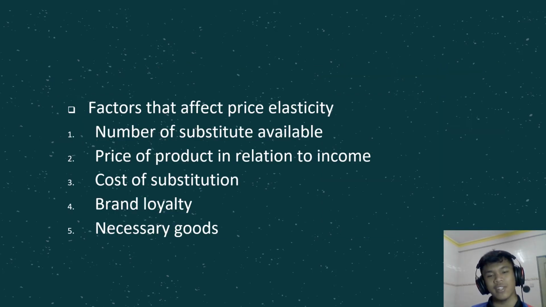There are several factors that affect price elasticity, and I have listed five of them. The first one is the number of substitutes available, and the next one is the price of the product in relation to income. Number 3 is the cost of substitution. Number 4 is brand loyalty, and the last one is necessary goods. So that's all that I can explain about price elasticity. So we go to the next one.